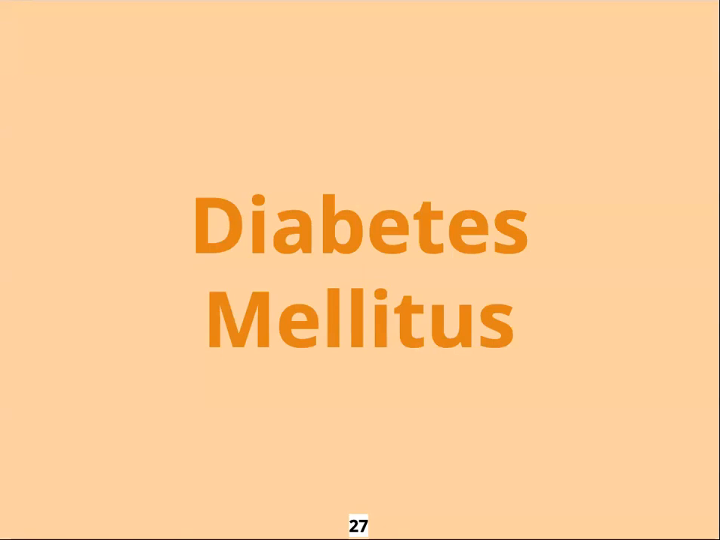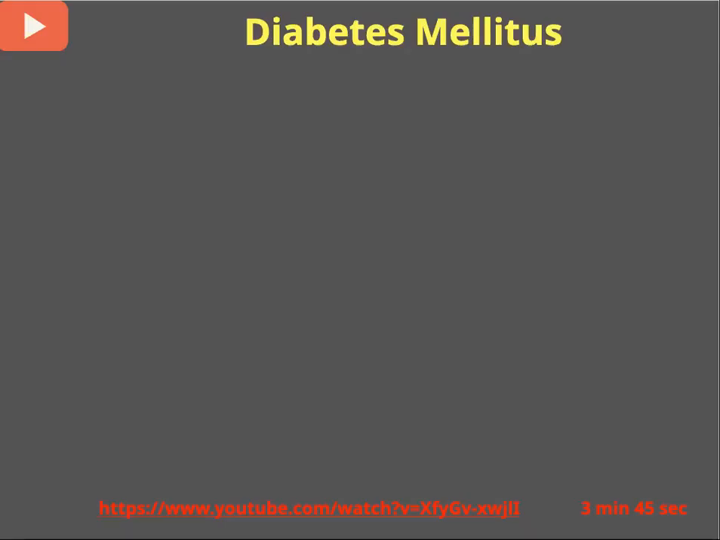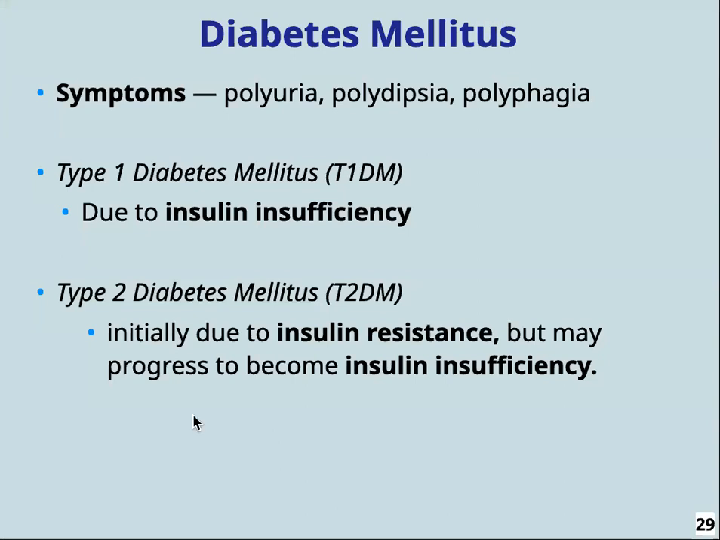Let's now take a look at a very common condition called diabetes mellitus that's related to our discussion on the pancreas. Take a moment to view this video discussing diabetes mellitus. Now, there are two general types of diabetes mellitus. Both types have similar symptoms: polyuria, polydipsia, polyphagia. Polyuria is excessive urination. Polydipsia is excessive thirst. Polyphagia is excessive hunger. Okay.